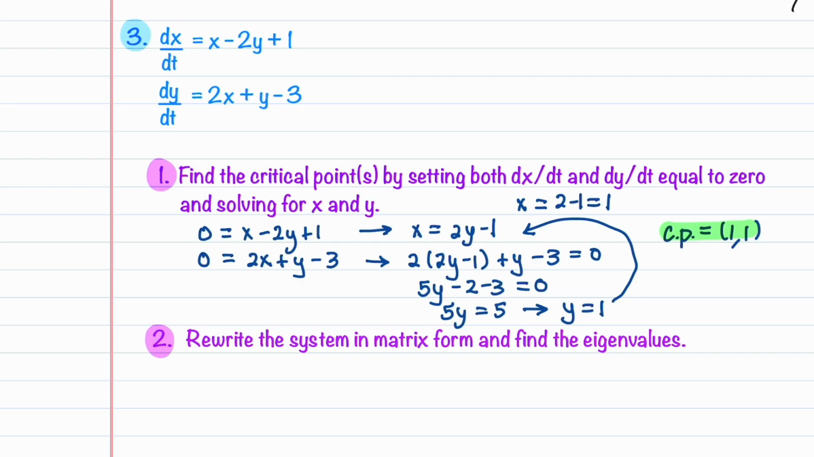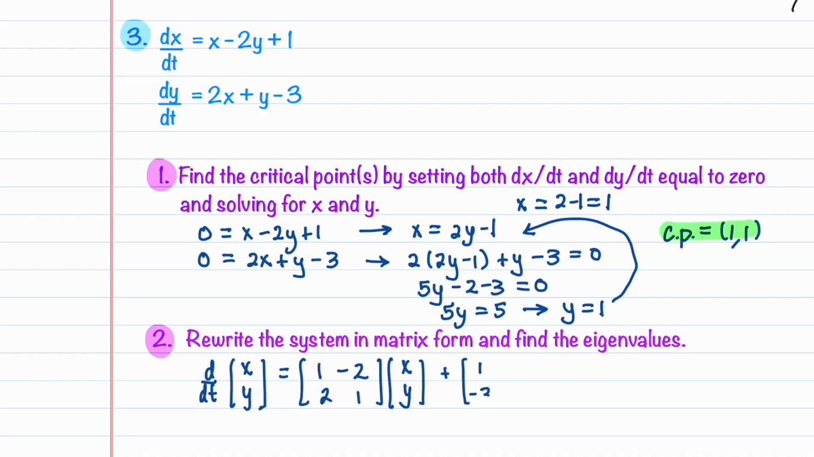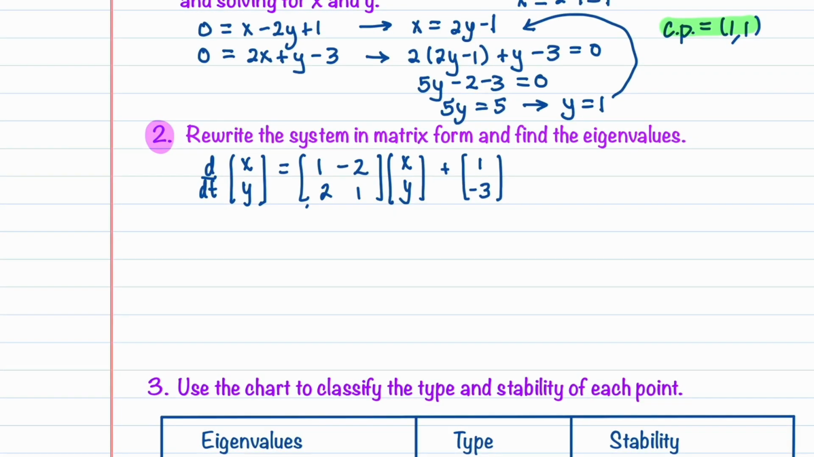In step 2, we are going to rewrite our system in matrix form and find the eigenvalues. This gives us d/dt of our vector (x, y) is equal to, pulling apart the constants from the x and y, we get the matrix [1, -2; 2, 1]. This multiplies (x, y). And then we have our constant vector that comes along for the ride. This is our matrix A. I'm going to rewrite it because that is the important part: [1, -2; 2, 1].